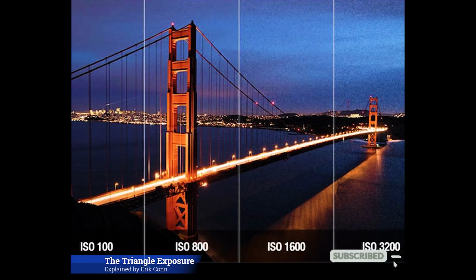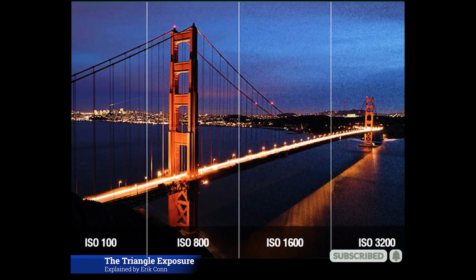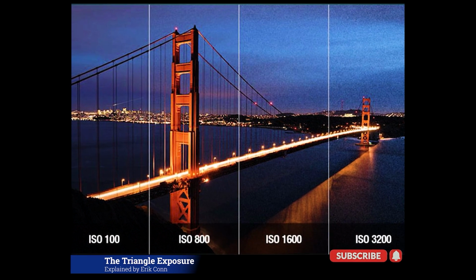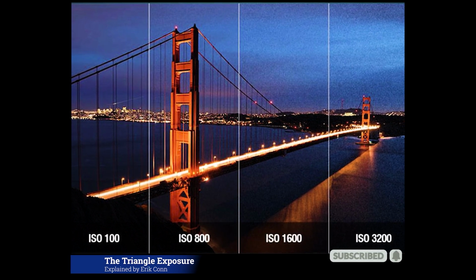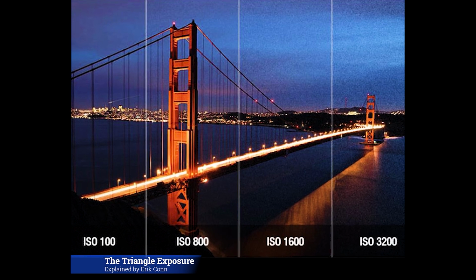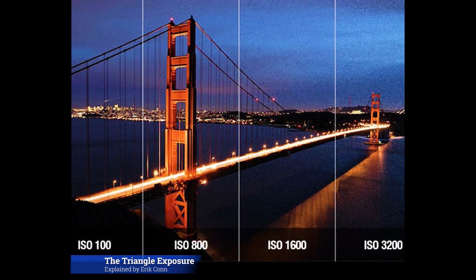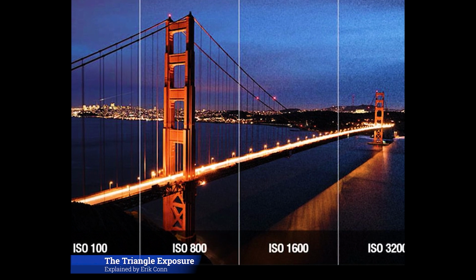I'm going to show you an example right here of a bridge where on the left side you see it's ISO 100, ISO 800, ISO 1600, and ISO 3200. You can see at 800 it starts to break up, 1600 it breaks up more, and 3200 it breaks up even more. Definitely not a good image.